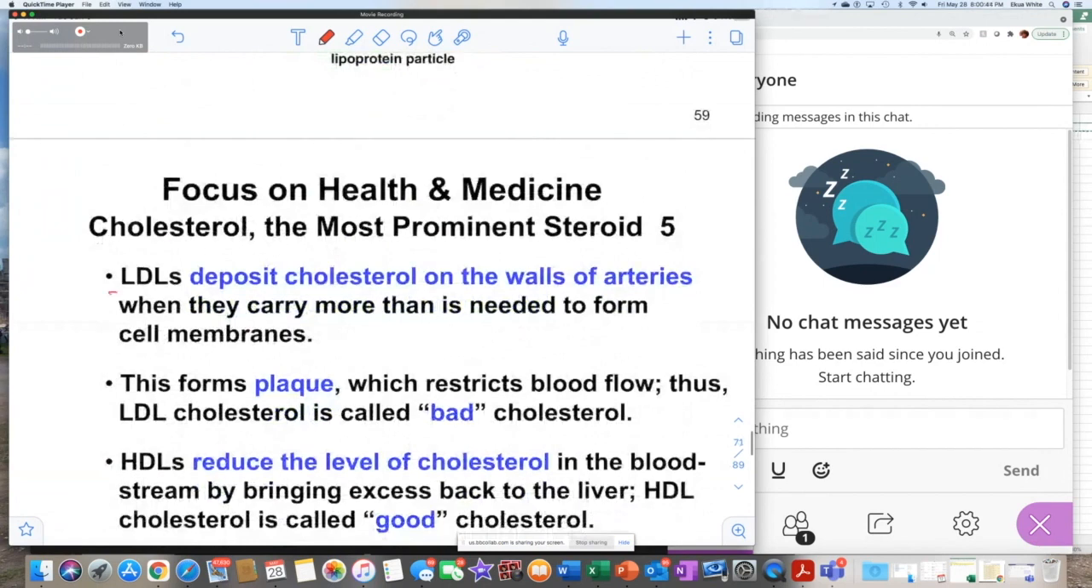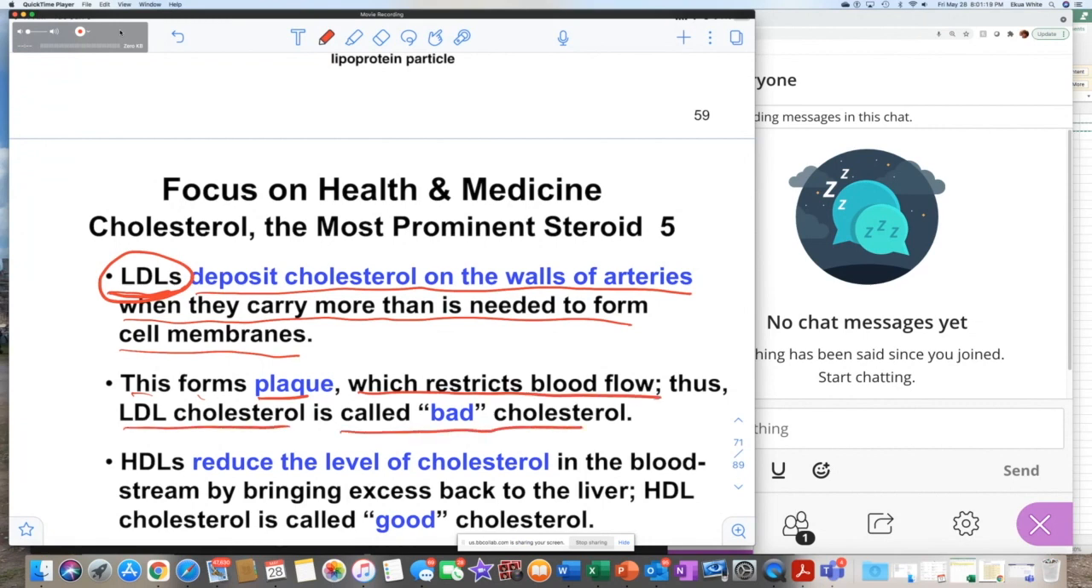And so LDLs deposit cholesterol on the walls of arteries when they carry more than is needed to form cell membranes. So LDLs, once again, are transport vesicles that take the cholesterol to help build the cell membrane. When they carry too much, when there are too many of these LDLs coming in, it ends up in the wrong place, the walls of the arteries. So if you have too many of these LDLs, that's not a good thing, right? This forms plaque, which restricts blood flow. That's LDL cholesterol. It's called the bad cholesterol.